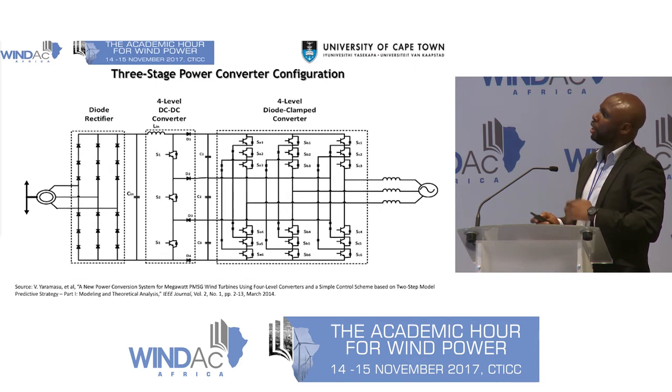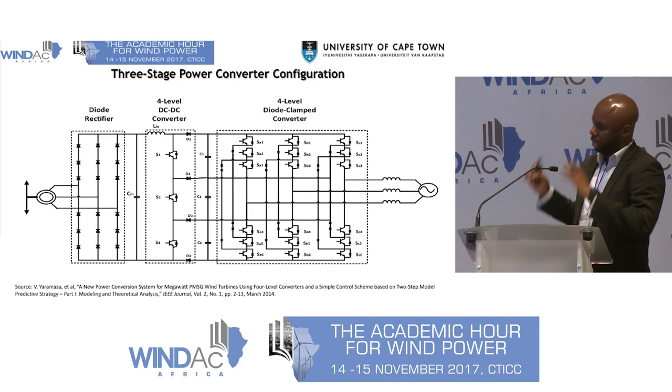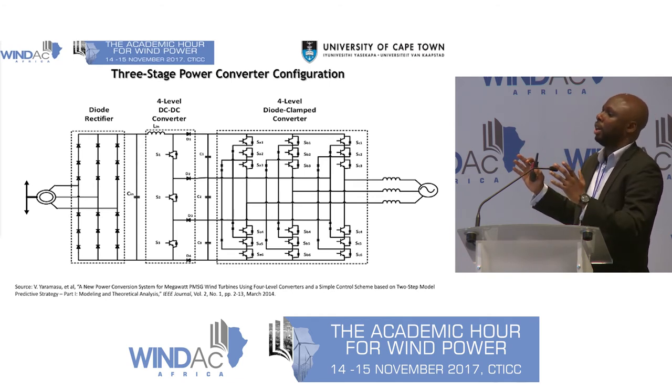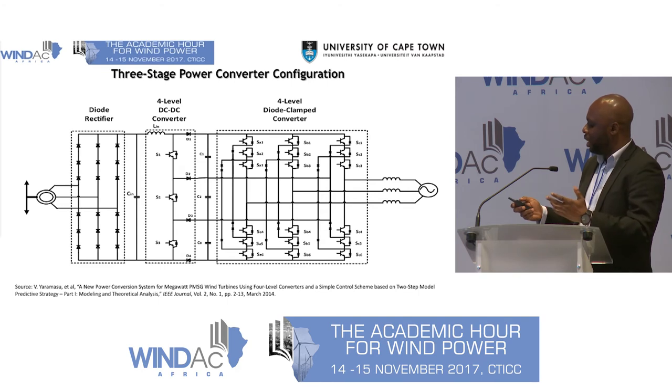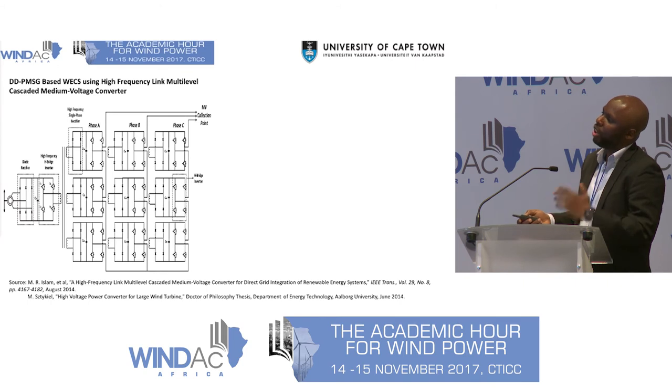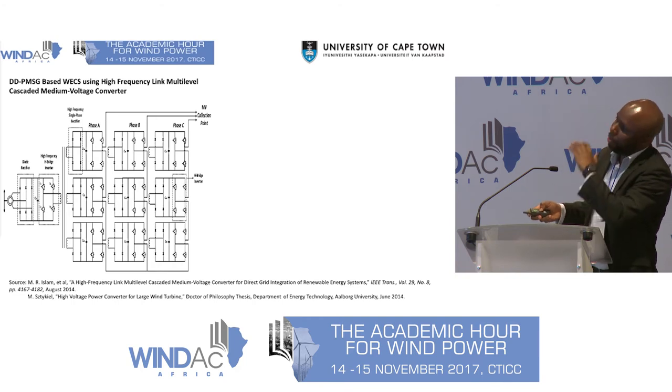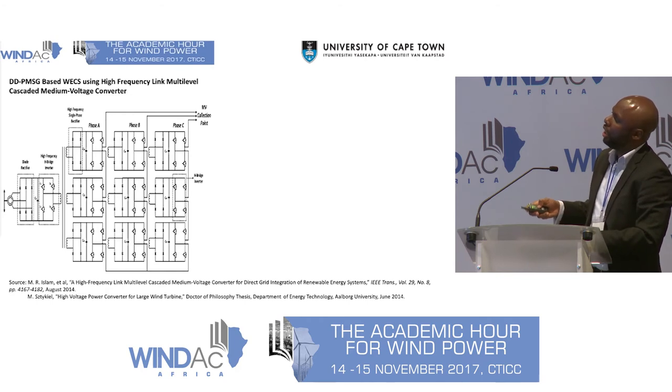And for the other configuration, we have the three-stage power converter configuration. This is actually using standard topologies: the diode rectifier, a DC-DC boost, and a four-level diode clamp converter. And there are other variations to this as well. We can also have a cascaded approach whereby we use the dual active bridge circuit in the DC stage to step it up, and we have a cascaded converter on the grid side.